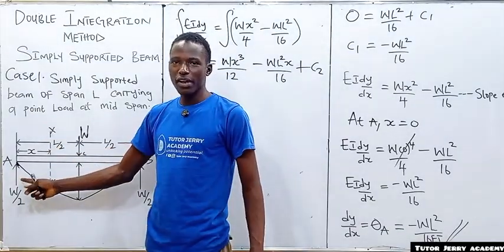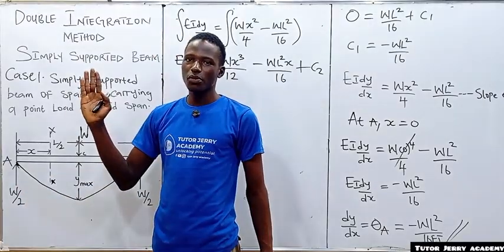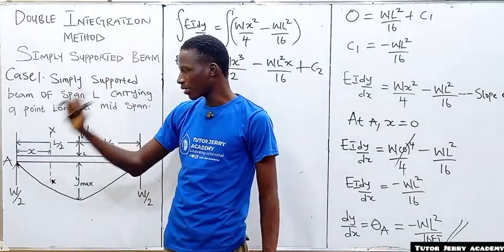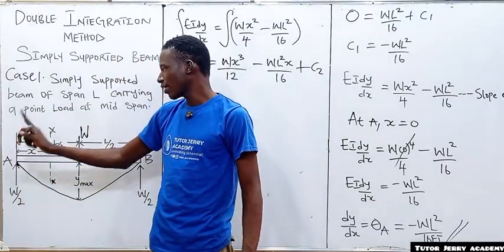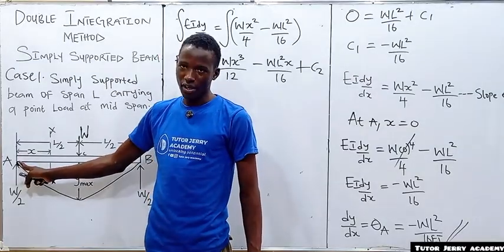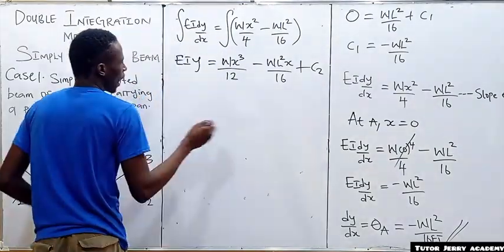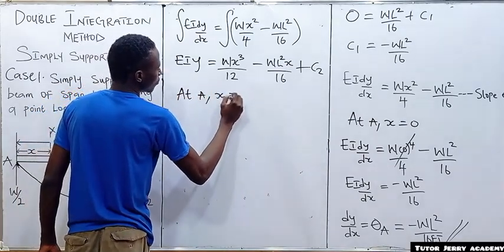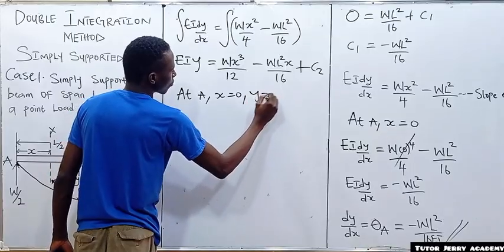So why is y equal to 0? Of course, we know that at the simply supported beam we have no vertical movement. So y will be equal to 0 here, and at A, this is where x is starting from, so x is also equal to 0. So applying boundary conditions at A, x is equal to 0 and y is also equal to 0.